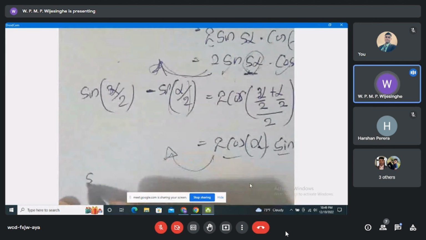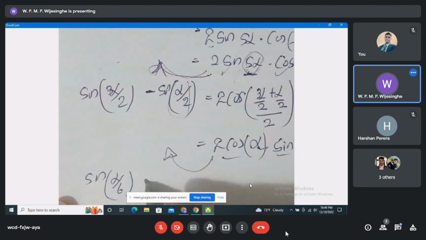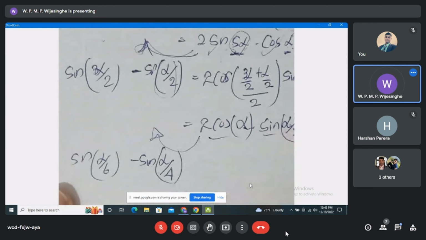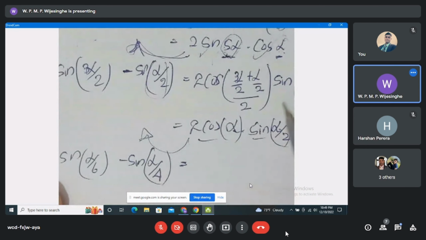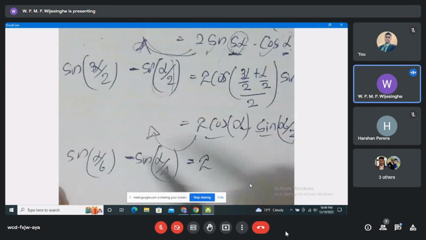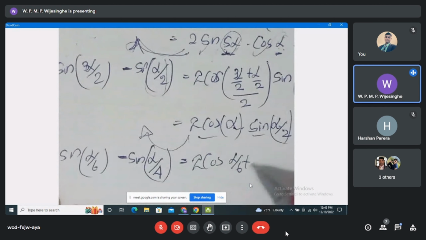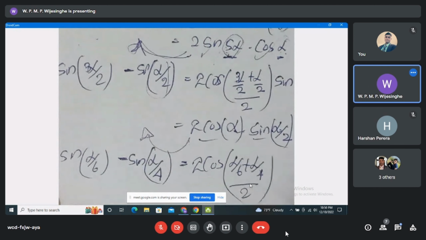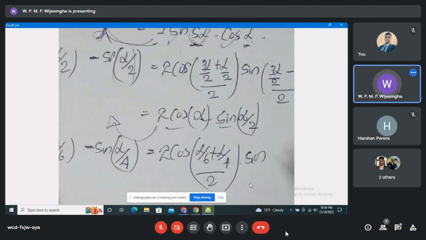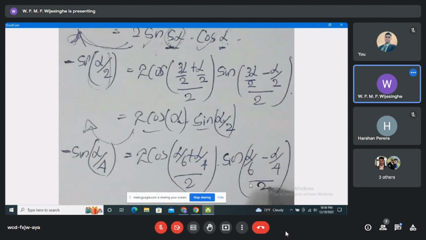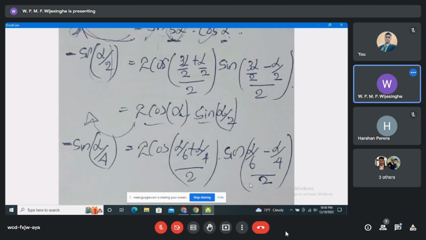Another one, sine alpha divided by 6 minus sine alpha divided by 4. Right? So here there is a minus, so we should give the priority to cos. Cos is having half of the summation of these two angles, alpha divided by 6 plus alpha divided by 4, divided by 2, times sine, alpha divided by 6 minus alpha divided by 4, divided by 2. Okay, let's simplify this.